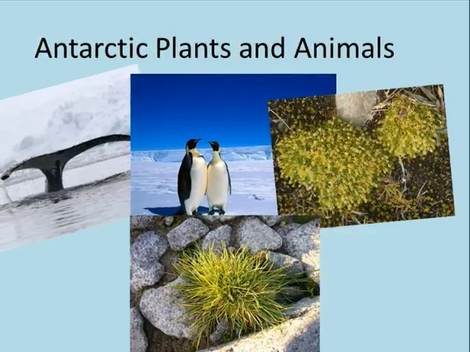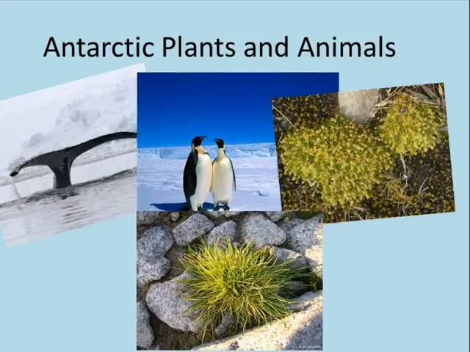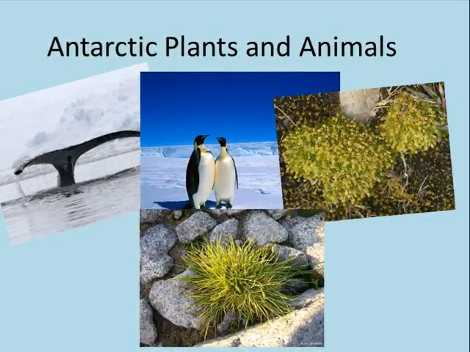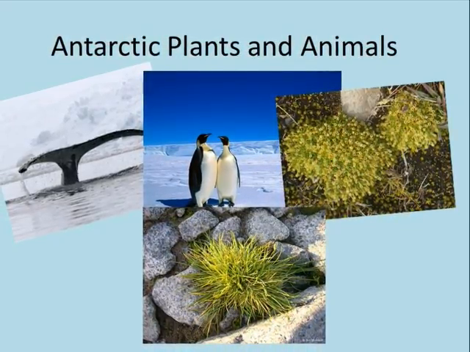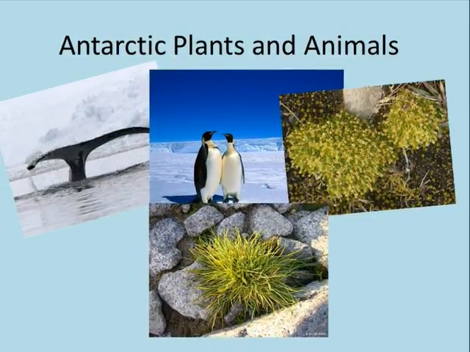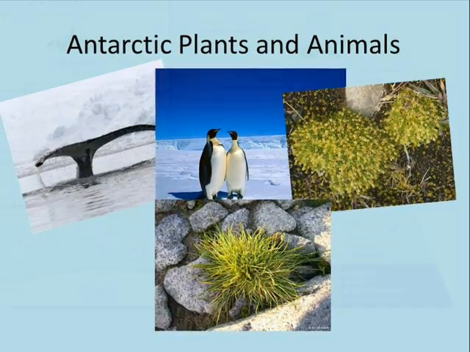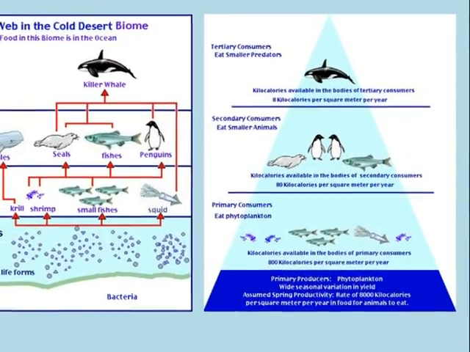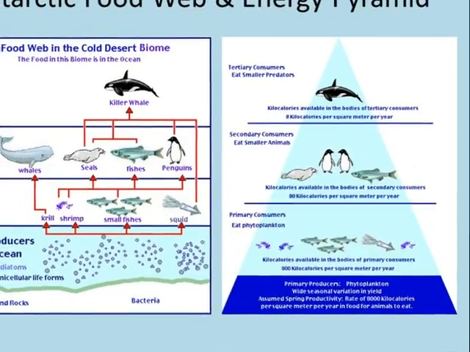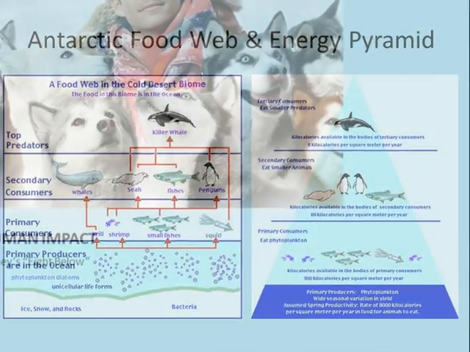The kinds of flora which can be found on this continent include lichen, bryophytes, fungi, phytoplankton, and two flowering plants, hairgrass and pearlwort. These plants can exist in the Antarctic biome because they are adapted to survive in extreme environments, i.e. low temperatures and dehydration. To the left is an example of a food web from the Antarctic biome, while to the right is an example of an energy pyramid from the Antarctic biome.